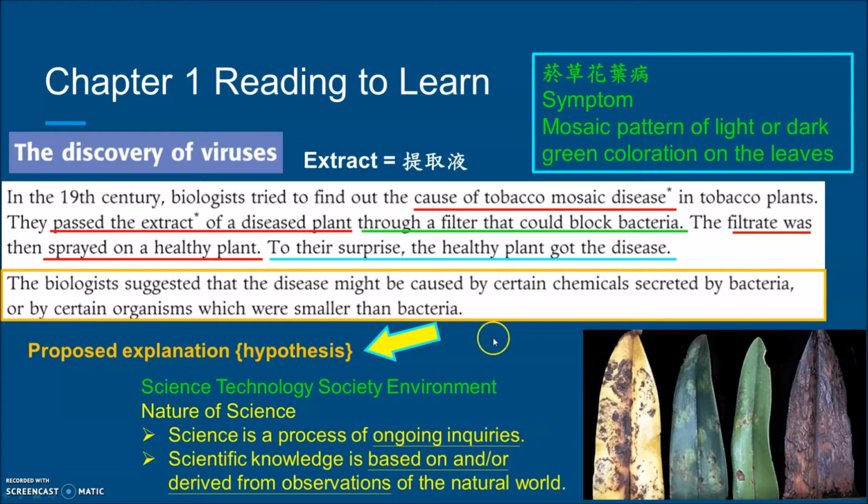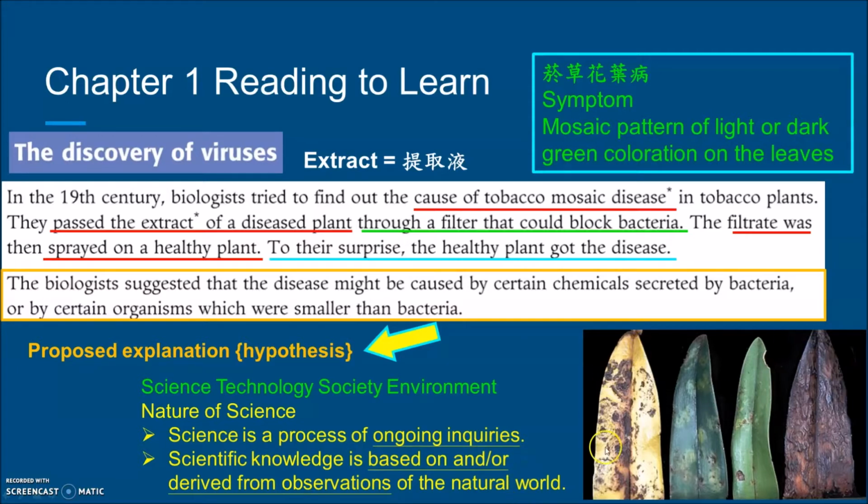In these two paragraphs, you will know that we did not only do one experiment, but also a lot of experiments. We repeat them, and we may also change to different methods to carry out the experiment. That's one way, that's the nature of science. And also, scientific knowledge is based on and derived from observations of the natural world.